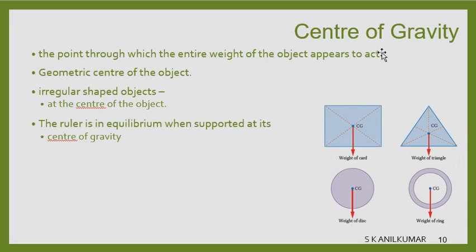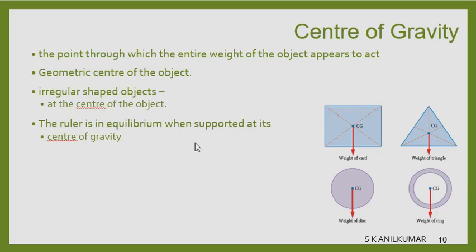What is so special about it? Because the force with which this object falls on earth depends on where the center of gravity is. If it is a regular shaped object, then you can easily find it because it is the geometric center. If it is irregular shaped, mostly it will be at the center of the object only.